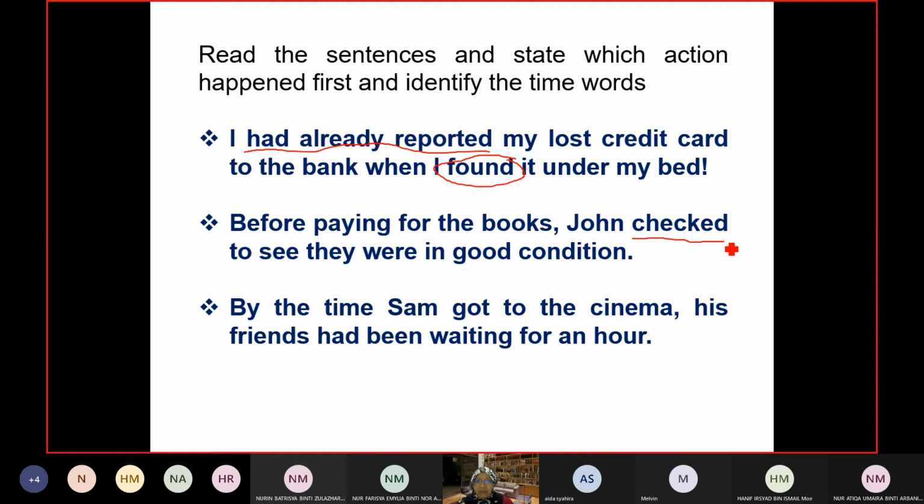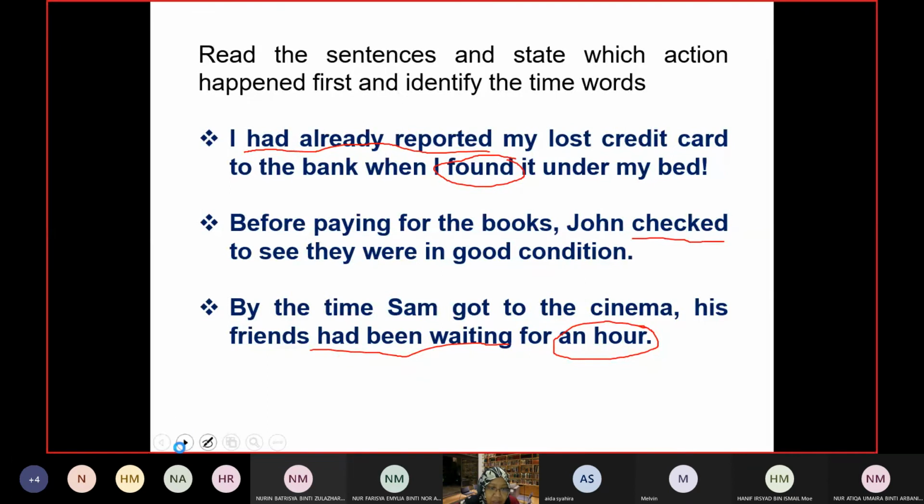Alright, next one. By the time Sam got to the cinema, his friend had been waiting for an hour. So, mana satu perbuatan yang berlaku terlebih dahulu in this sentence? Had been waiting for an hour. Yes. So, that's why you use, sebab dia dah mention an hour, dia dah mention duration dia. So, you have to use past perfect continuous. Kalau dia tak mention, you may use past perfect had waited. Alright, this one, his friends had been waiting.